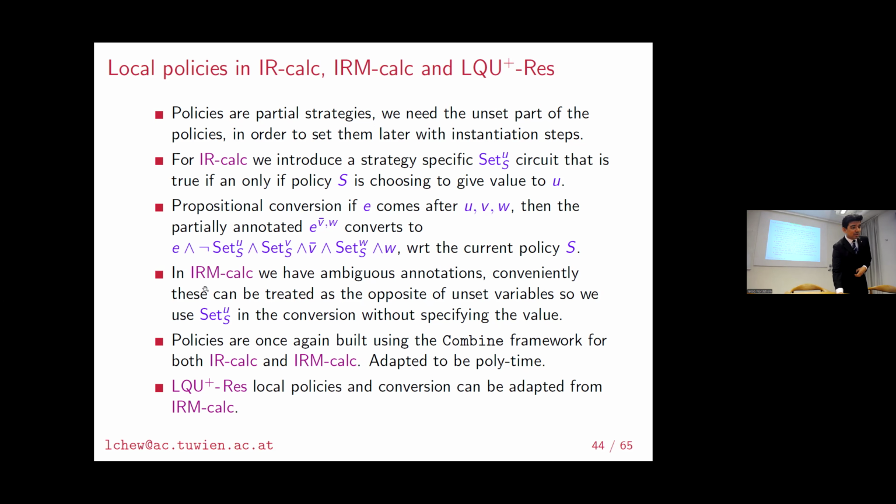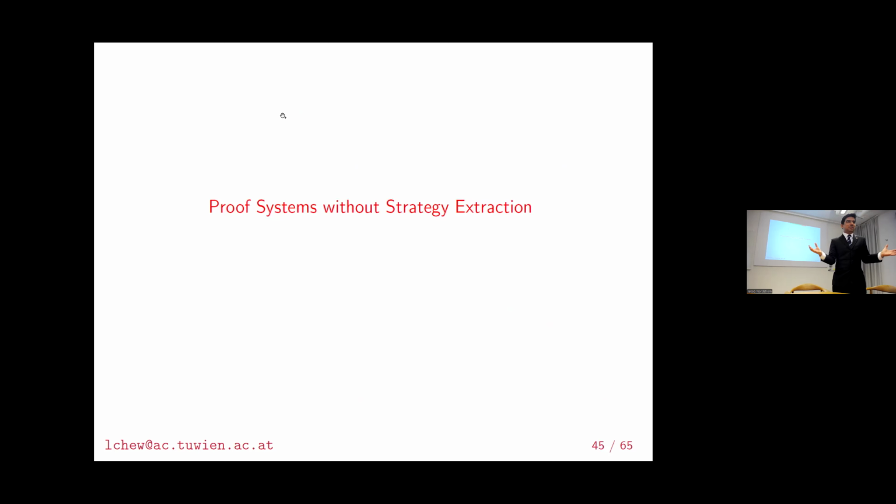For IRM calc, the interpretation is very convenient: for these ambiguous annotations, you just specify the set value, but you don't give the value here. That also works out very nicely. And because Suter and Glaise wrote this combined framework for IRM and also this LQU plus, with some work we managed to convert this P simulation of the IRM calculus to LQU plus as well. Okay, so that's just the hard details of that particular section, which I wanted to put over here.